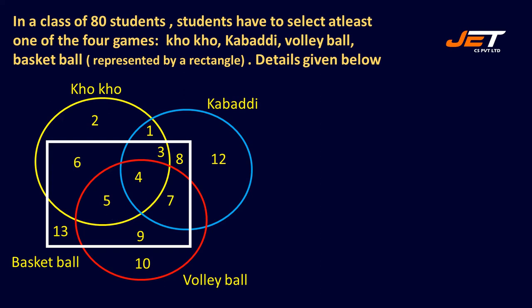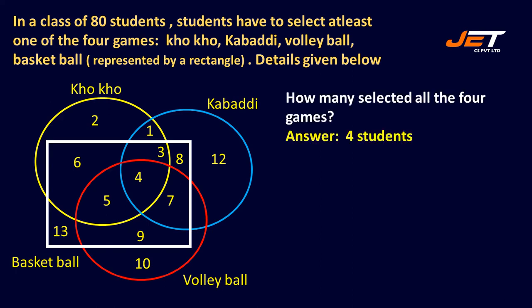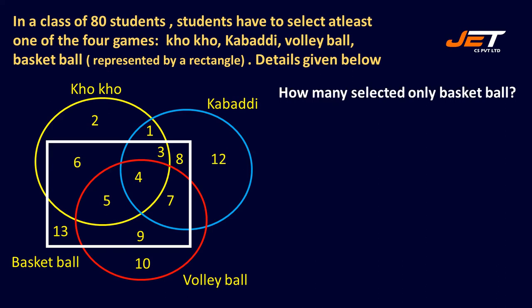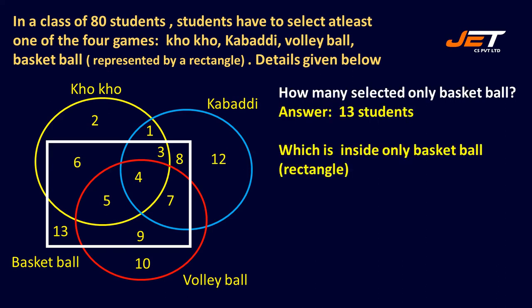So let us answer another question with 4 sets. Here goes. In a class of 80 students, students have to select one of the 4 games. Kho-Kho, Kabaddi, Volleyball, Basketball. The details are given below. How many selected all the 4 games? It is 4. Which is inside all the 4 figures? How many selected only basketball? It is 13 students, which is inside only basketball, that is rectangle.